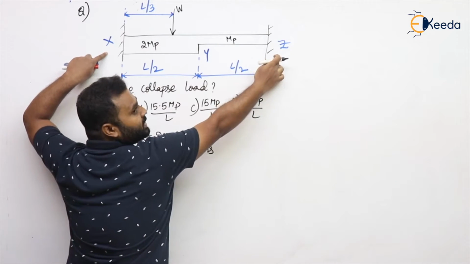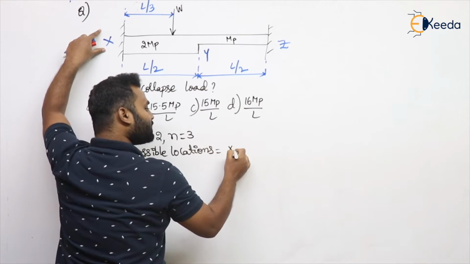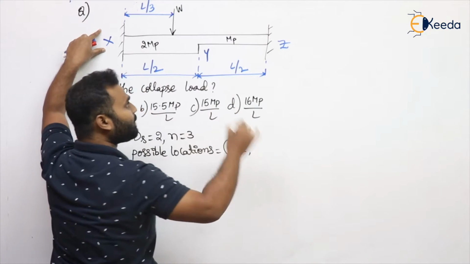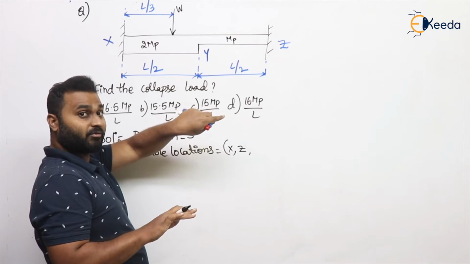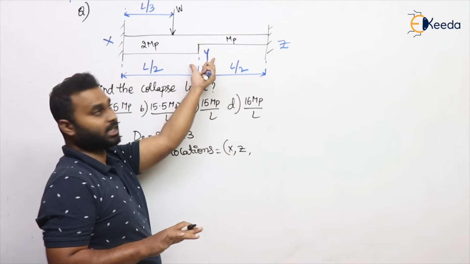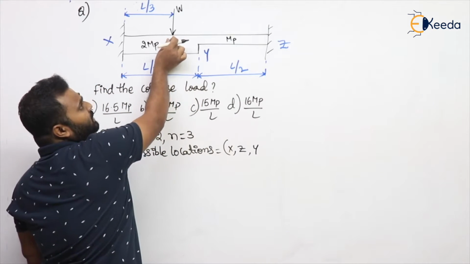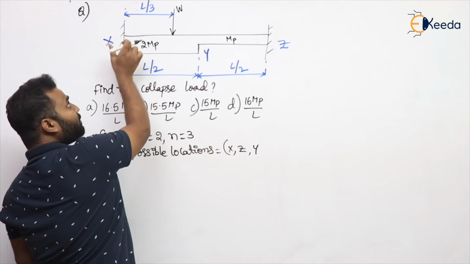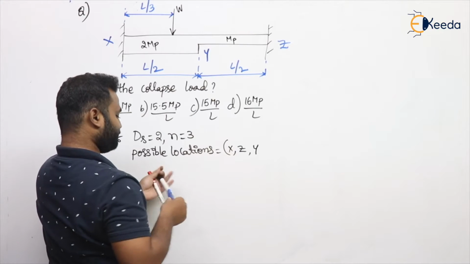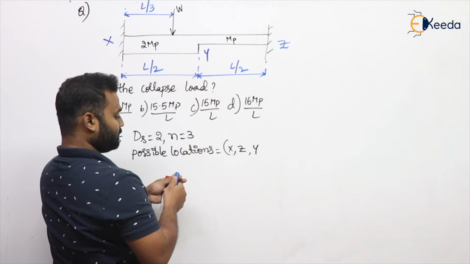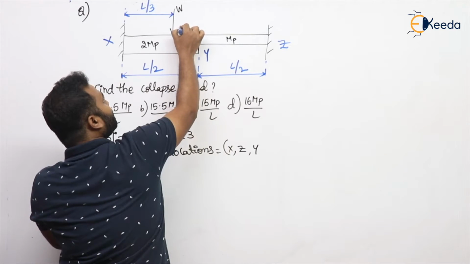Undoubtedly at both fixed ends. Here fixed ends are represented with X and Z. So undoubtedly at fixed ends plastic hinges will form. And other chances for formation of plastic hinges are at the change in cross section, that is at Y. And a unit load is acting at this point, that is L by 3 from X or 2L by 3 from Z. Now represent this also with some alphabet, Q, better represent with Q.